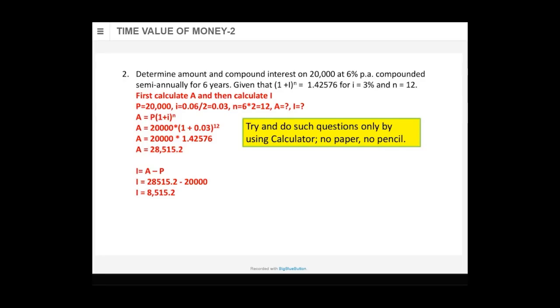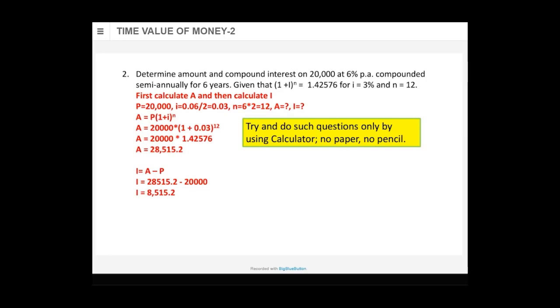First A. To calculate A, P is 20,000. The rate is 6% per annum, so divided by 2. 6% is 0.06, divided by 2 is 0.03. N is 6 years, but it is semi-annual, so 6 into 2, 12. A is equal to P in bracket 1 plus i raised to n. That is 20,000 in bracket 1 plus 0.03 raised to 12. N is 12, so raised to 12.